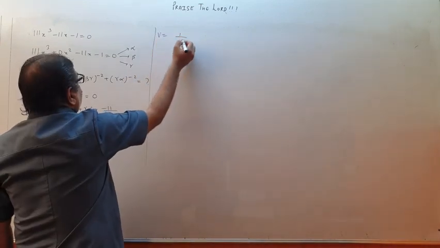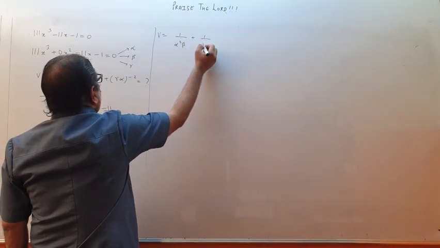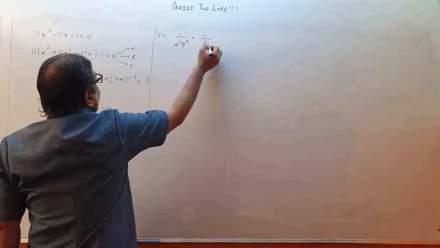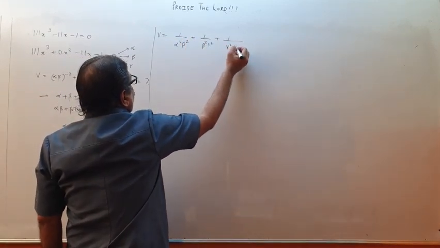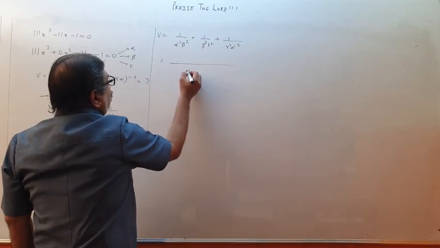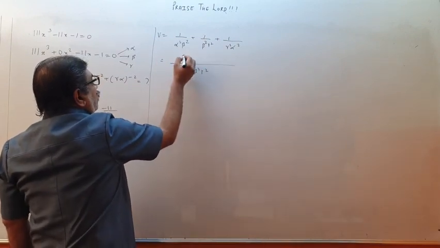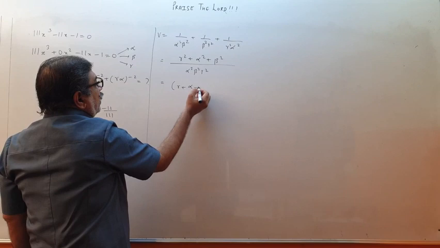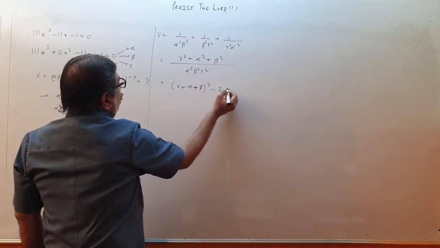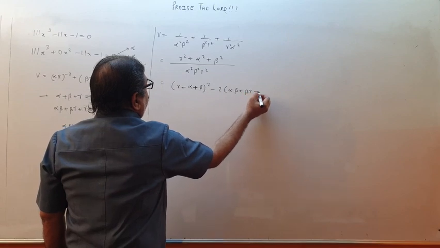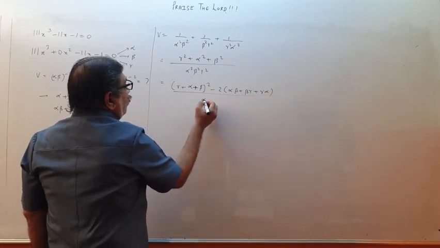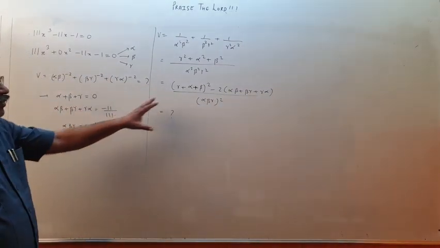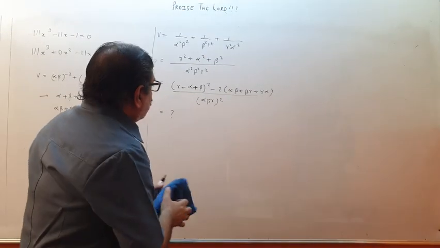Now the required value is 1 upon alpha square beta square plus 1 upon beta square gamma square plus 1 upon gamma square alpha square. So if I take LCM alpha square beta square gamma square, this will be gamma square plus alpha square plus beta square. And this can be written as gamma plus alpha plus beta whole square minus 2 times alpha beta plus beta gamma plus gamma alpha, upon alpha beta gamma whole square. You got all the three values. From here you put, you will get the answer. Okay, please pause and copy.